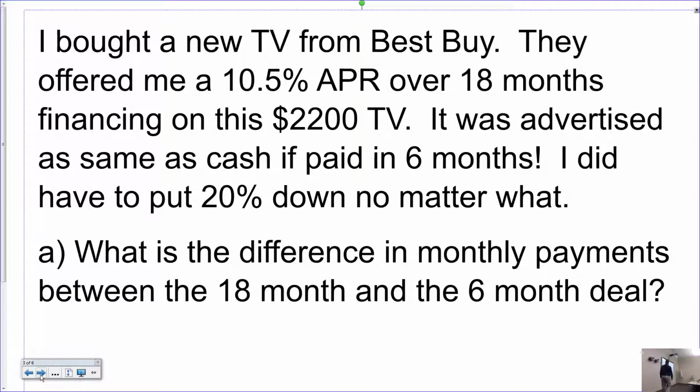This, folks, is actually a real ad that Best Buy ran 9 years ago now. The TV was probably smaller than it is now, so, whatever. But it's probably the same ad that they're probably running right now for a new TV if you want to go buy one. Right? So you can get one of those 72-inch TVs for $2,200 at Best Buy. And this is probably the kind of financing they would give you. So you can either get 10.5% APR over 18 months, or it's same as cash if paid in 6 months. You did have to put 20% down no matter what. All right?